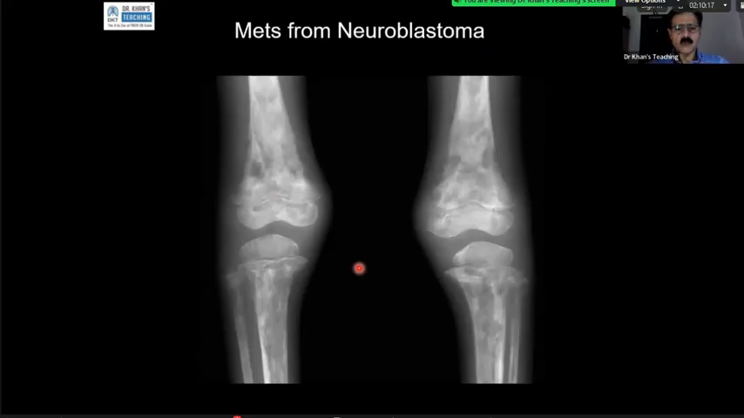Another example from neuroblastoma, and you can see the moth-eaten appearance, which is more typically, more obviously involving the metaphysis, but it is a more diffuse process.